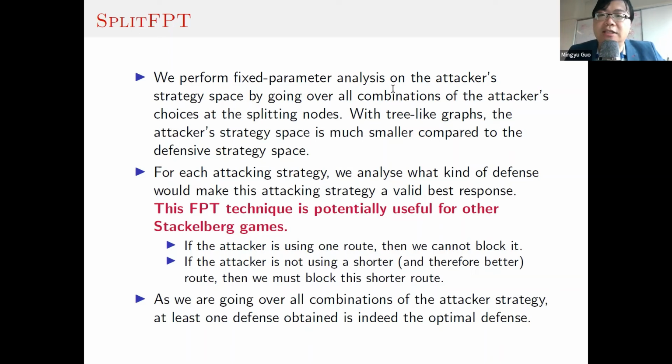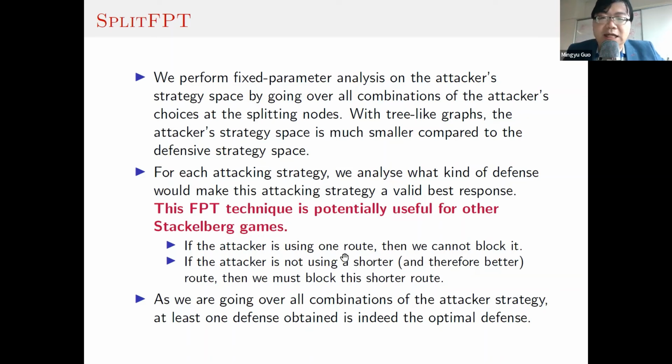For each attacking strategy, I just pretend this is actually the best response to the optimal defensive plan. And then because the strategy is now given to me, is already fixed, I can figure out what kind of defense would actually induce this kind of attacking strategy. So basically, if the attacker is using one route, then we cannot block it. Otherwise, the attacking strategy is not a best response. And if the attacker is not using a route that is actually shorter, we must block it because, again, otherwise, the attacking strategy is not a best response.